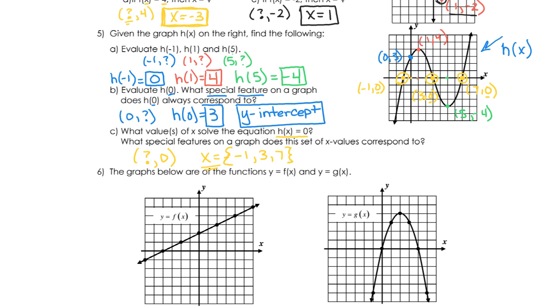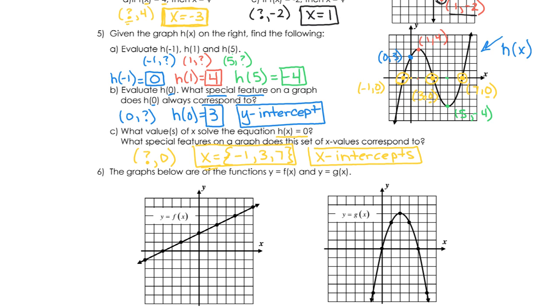And that's why that x equals out here is so important, so you know what variable those numbers are equal to. Okay, and then it says what special feature on a graph does this set of x values correspond to? And because all 3 of those points are on the x-axis, these are x-intercepts. All right. So that's function notation on a graph.